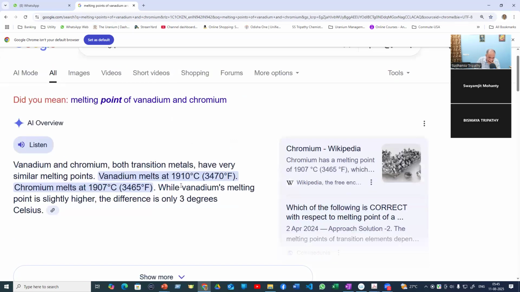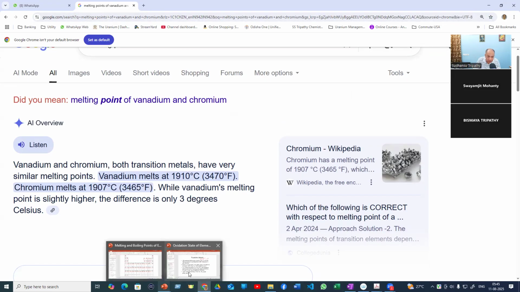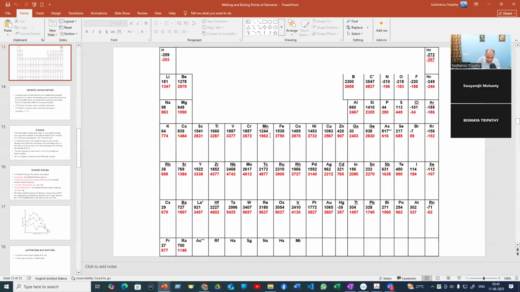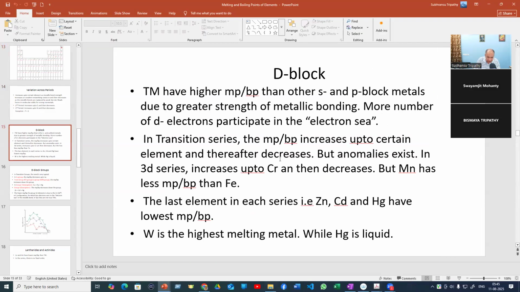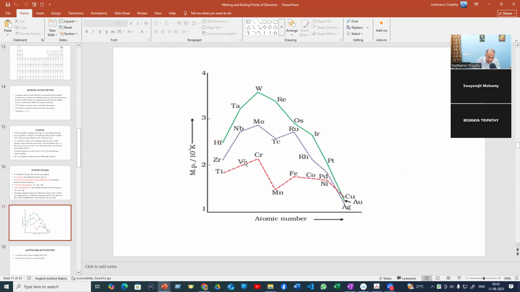Vanadium is 1910, chromium is a little less. It melts. So in my table, I have not given 1900. This is something different. I have given more. Therefore, this data is not correct. Vanadium is a little more than chromium. So we cannot write that it goes on increasing.